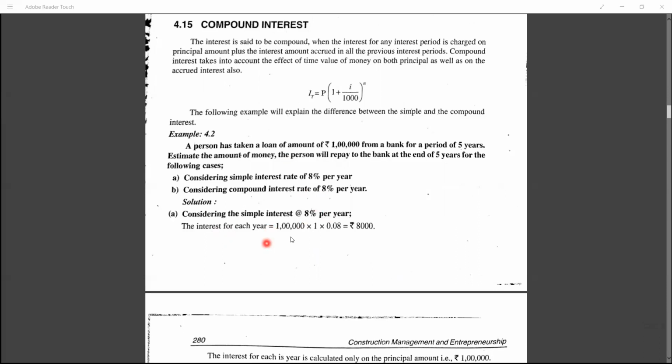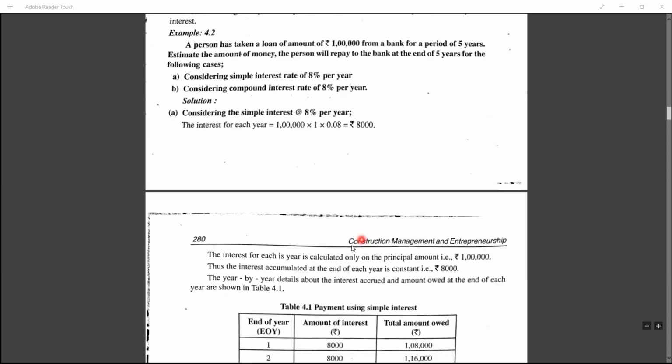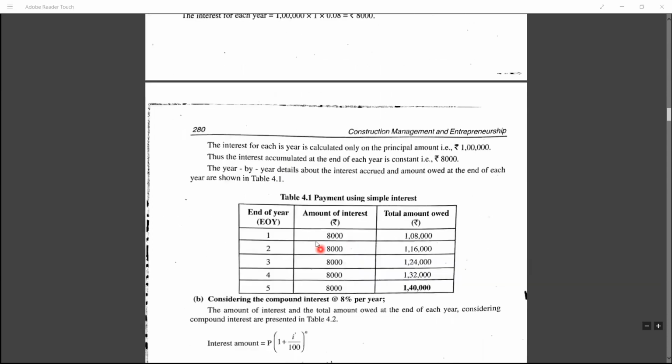See, the interest for each year, it is 1 lakh into 1 year into 0.08. For 1 year you are getting 8,000 rupees. Similarly at the end of each year, what interest will you be getting? See, 8,000 into 5, you are getting 40,000 rupees.